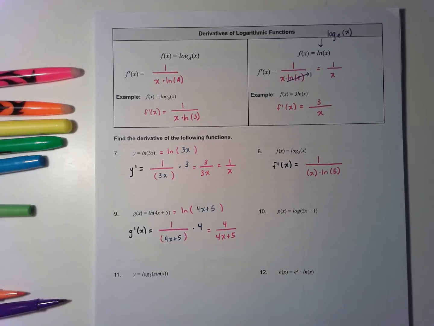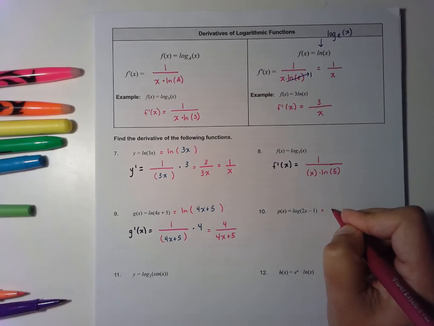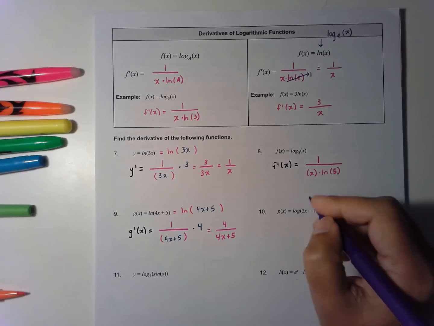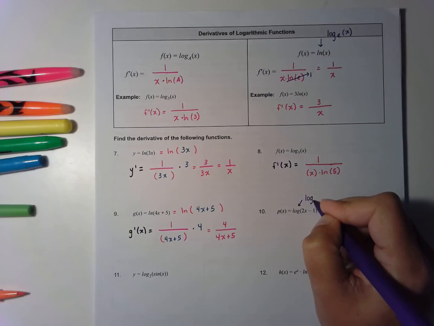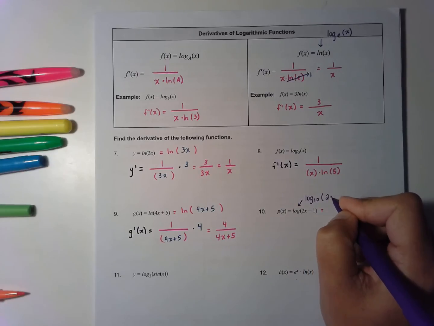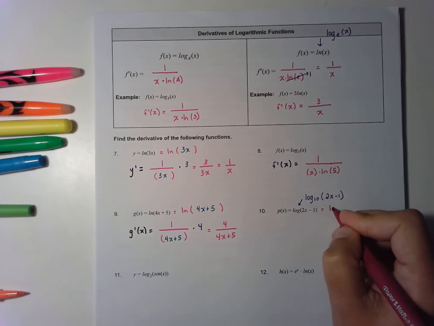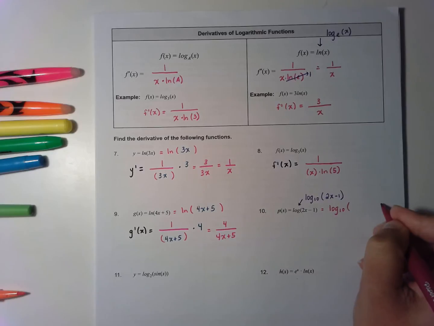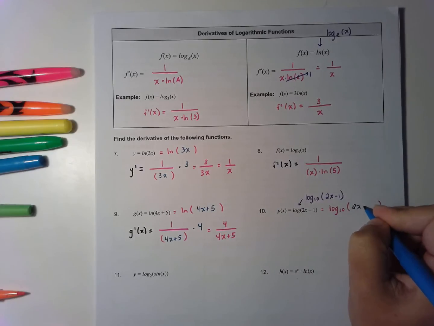For problem number 10, it's a logarithm function, but this time we're going to use chain rule because the inside is 2x minus 1, not just x. As a reminder, if you ever see a log like this where there is no base written, then that means we have log base 10, which we call the common base. So what we would do is rewrite this as log base 10, and then the inside function would be 2x minus 1.